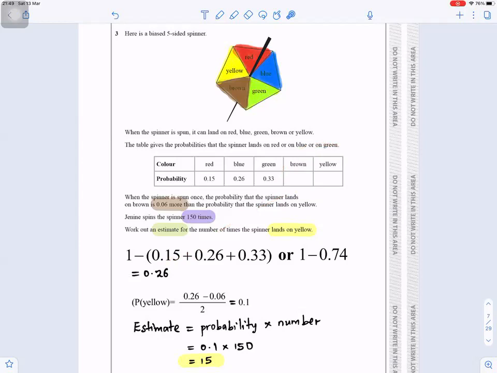The brown and yellow are not equal because brown is 0.06 more than yellow. So 0.26 minus the 0.06, and then you divide by 2. That will give you 0.1 for yellow. The probability for yellow is 0.1. And to get the estimate, remember this formula. It's probability times a number. The probability for yellow is 0.1 times the number of times, which is 150. That gives you 15. The number of times the spinner lands on yellow is estimated to be 15 times.